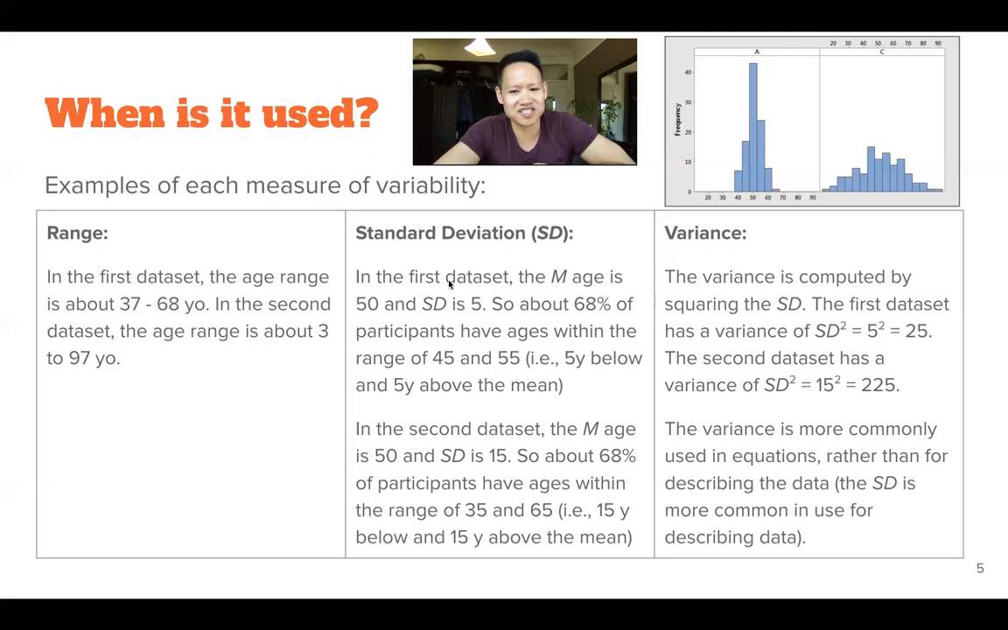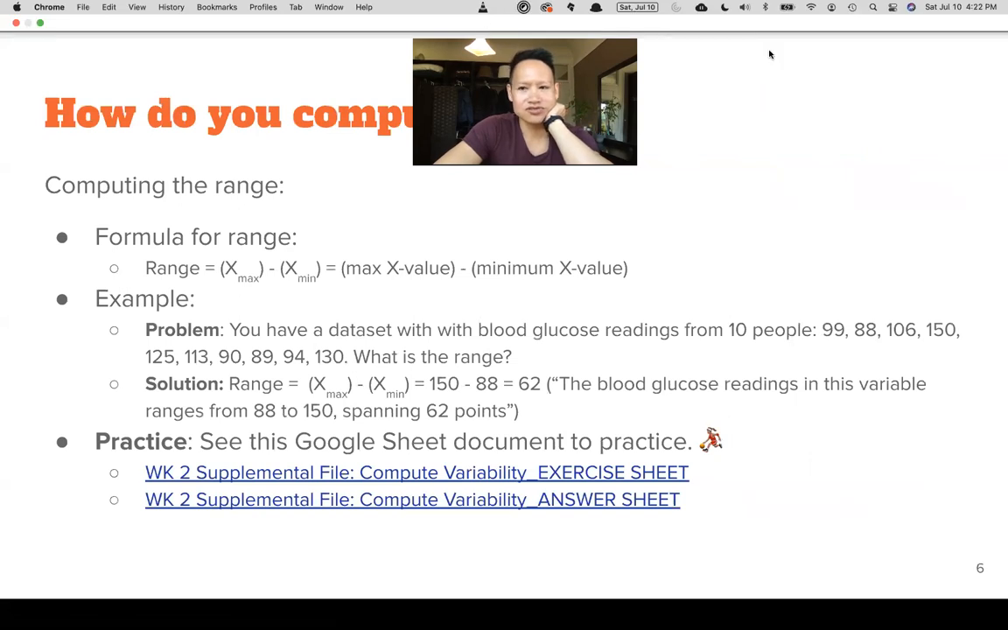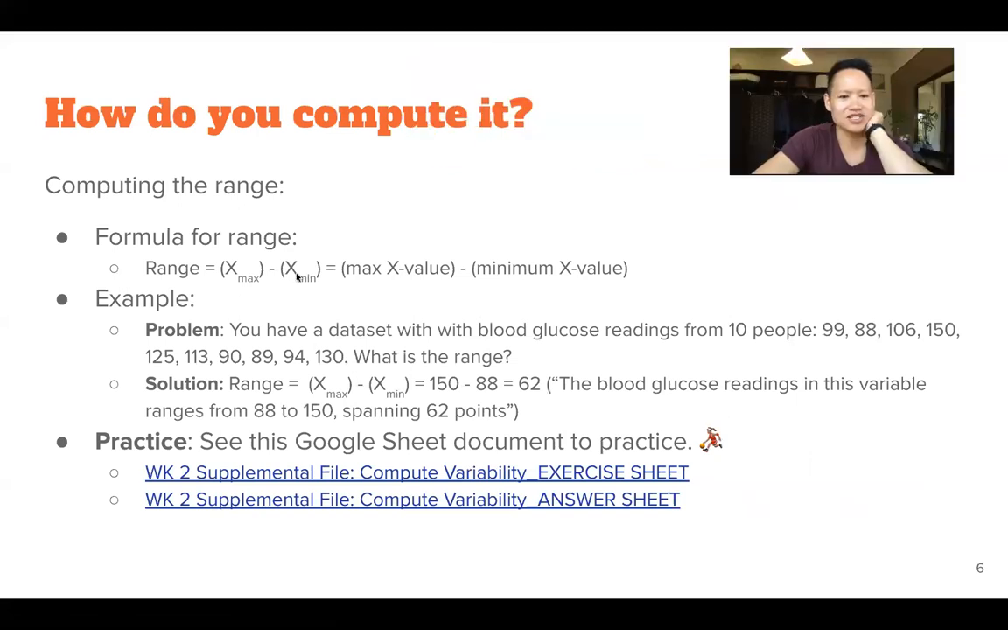And we'll revisit the standard deviation many times, so if it doesn't make sense now, it will later. The variance is just, again, the standard deviation squared. So if the standard deviation of the first sample is 5, the variance is 5 squared, which is 25. If the standard deviation of the second sample is 15, the variance is 15 squared, which is 225. Okay. How do you compute the range?